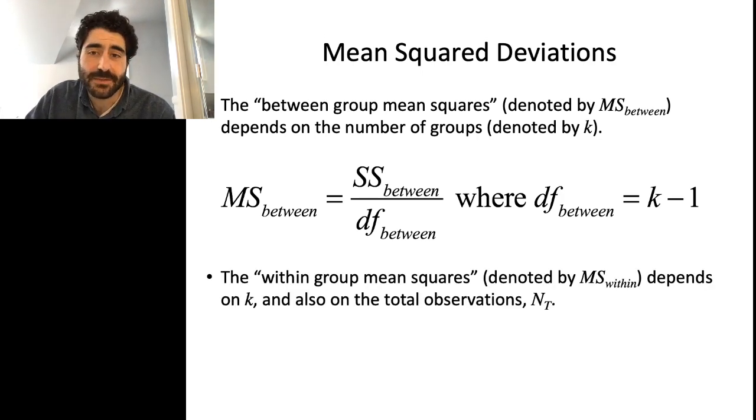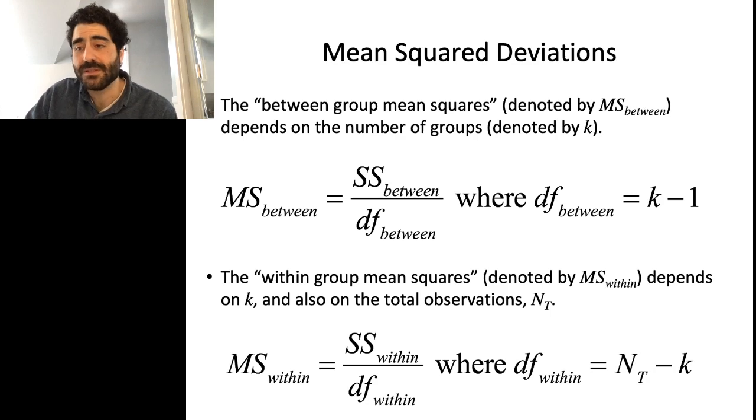We can also define a within group version of this. This is our mean squares within: we take the sum of squares within measure and divide by the degrees of freedom, which in this case is the total number of subjects minus the number of levels. This degrees of freedom here is not super intuitive. It's kind of like the total number of degrees of freedom here.